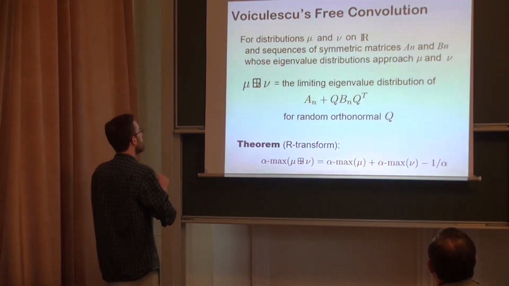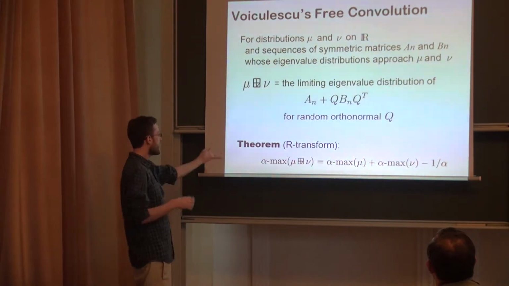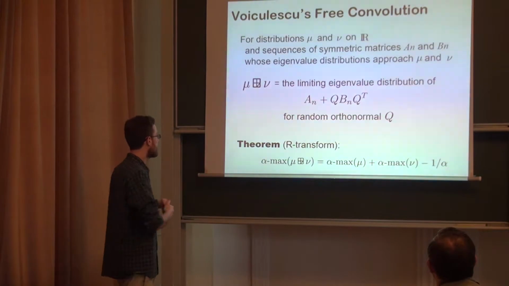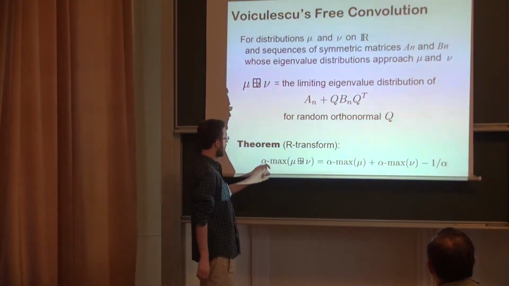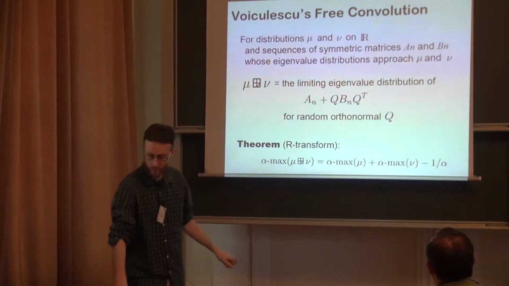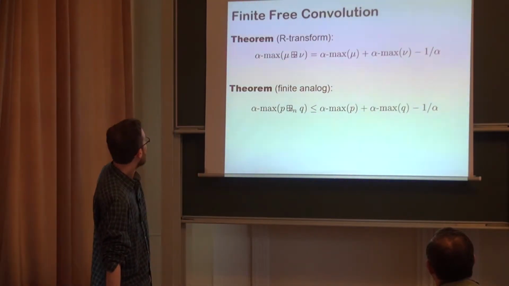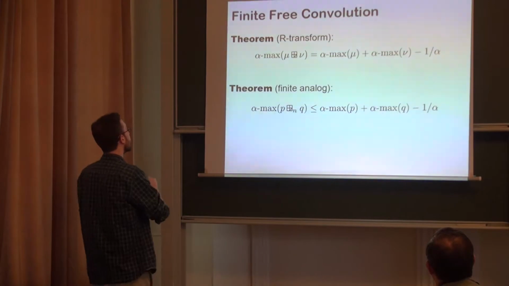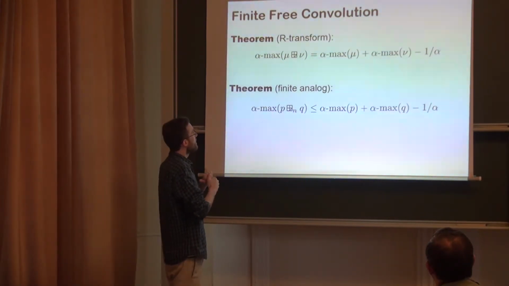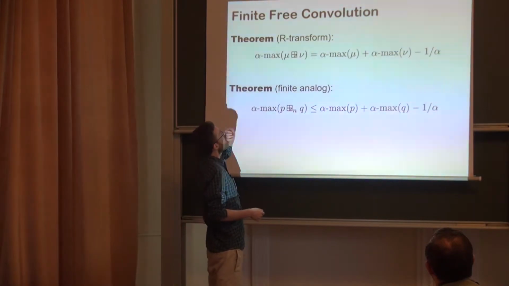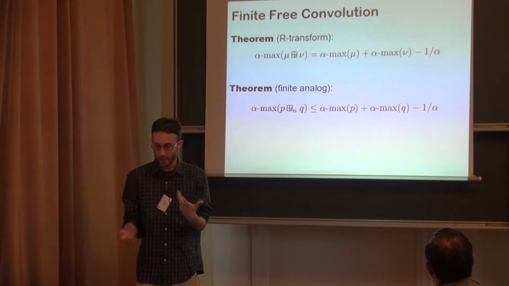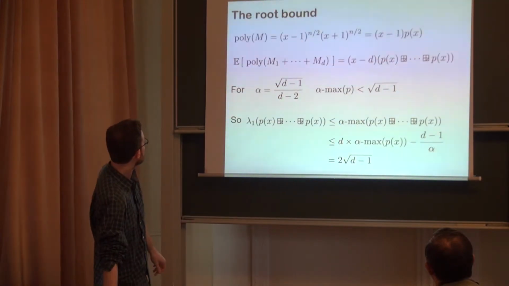So when you do this in the infinite case, you have to use the R transform, and in that case, you have this equality here. This alpha max is really just the R transform. And when we do it in free finite convolution, this is something I showed yesterday. The equality that you get in the infinite case becomes an inequality in the finite case, which is actually something that helps us.